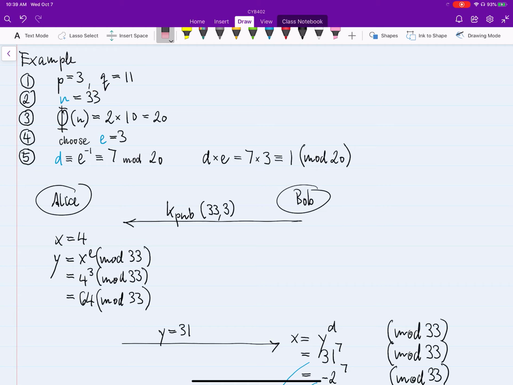So obviously n, the product of the two, is 33. And we compute phi of n. Phi of n is (p minus 1) times (q minus 1), which is 2 times 10, which yields 20.